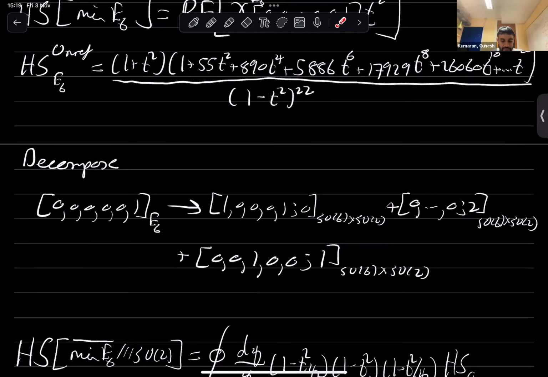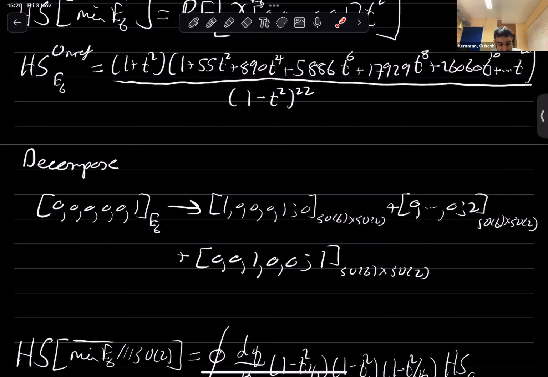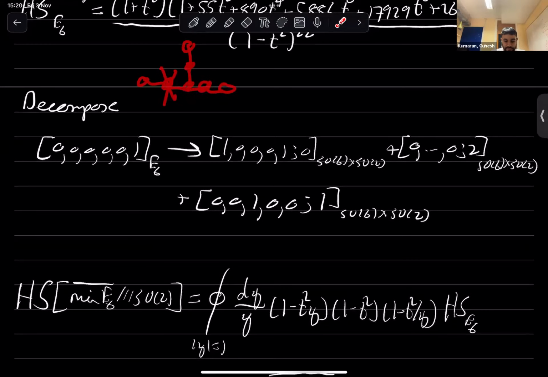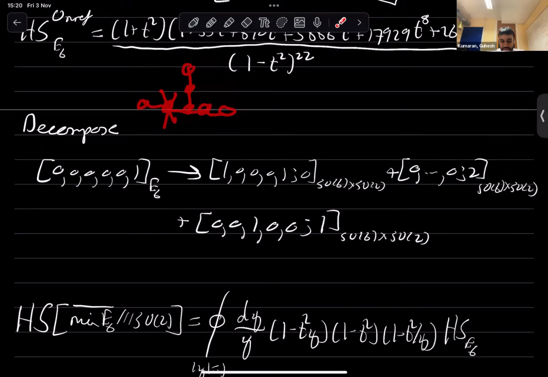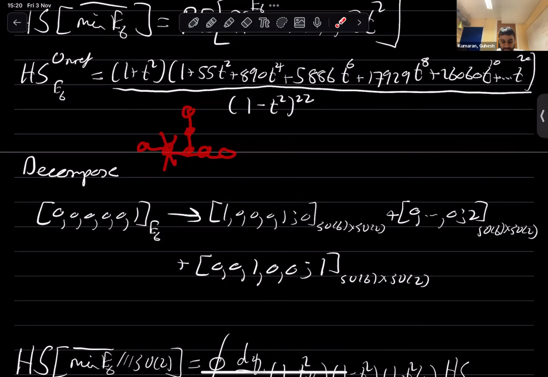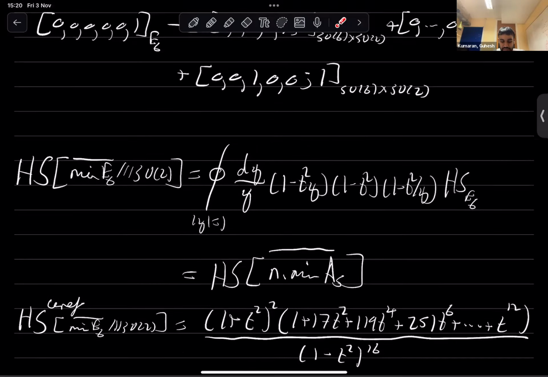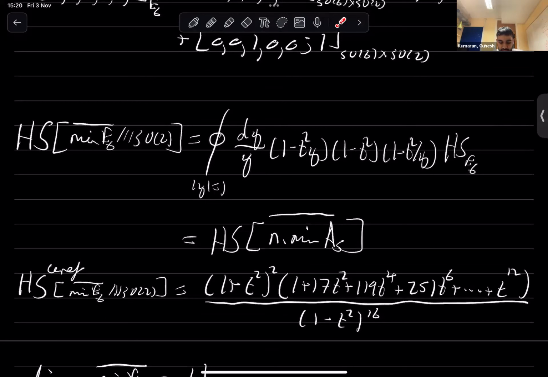Okay, now that E6 embedding I showed you, the one that takes you to the SU2 and the SU6, is this decomposition. So I take this branching rule, I apply it to my Hilbert series, and I perform my Weyl integration, and what I find is the Hilbert series for the next minimal orbit of A5 once it gets there.